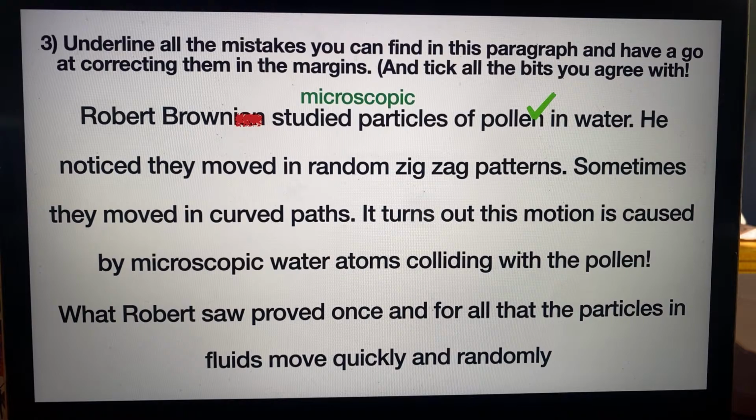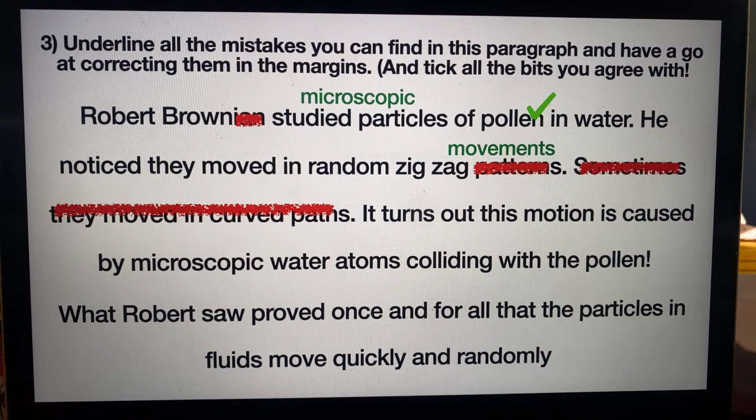He noticed they moved in random zigzag patterns. I don't know if you'd get marked down for that, but let's not say patterns. Let's say movements. Moved in random zigzag movements. It's not great English, is it? But it's probably better science. Sometimes they moved in curved paths. No, they did not move in curved paths. It doesn't make any sense, does it? If they're bumping into things and being thrown around, why would they move in curved paths? They move in straight lines. That's kind of what zigzag means, isn't it?